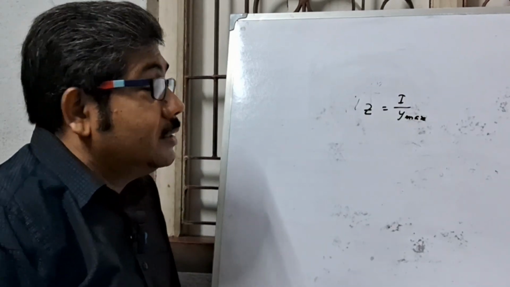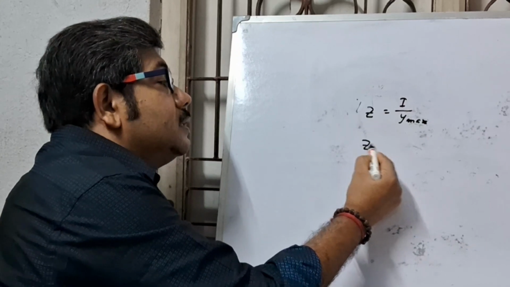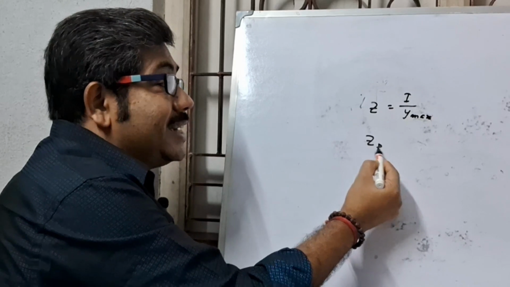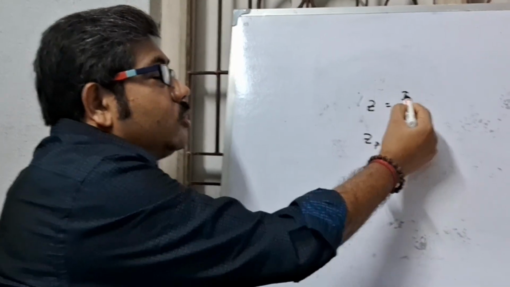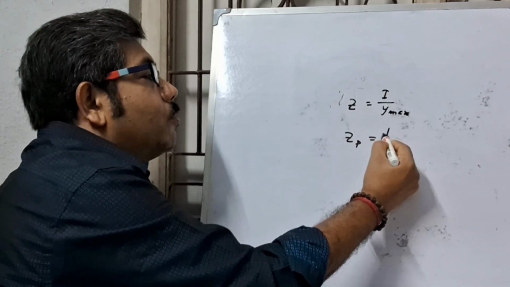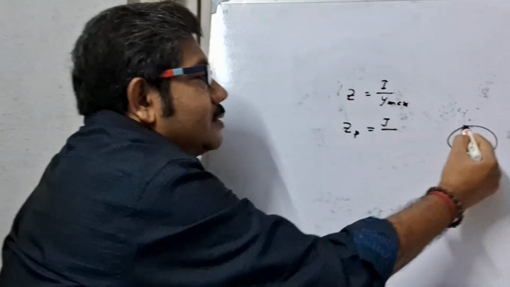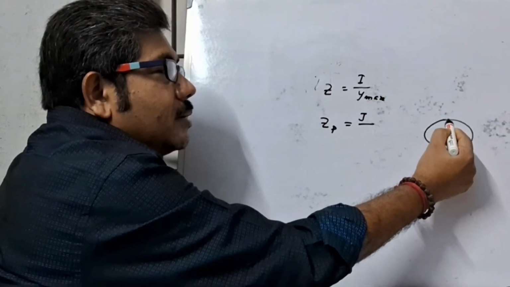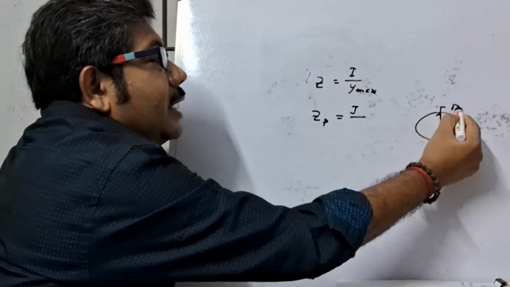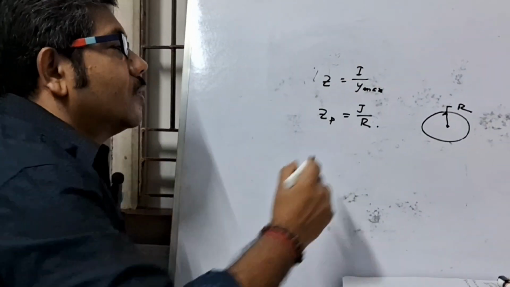But here this is a circular section, so it is polar section modulus or torsional section modulus. This is Z suffix P. Here moment of inertia will be converted to polar moment of inertia, and Y max, that means from the neutral axis to the maximum outer fiber, is the radius.